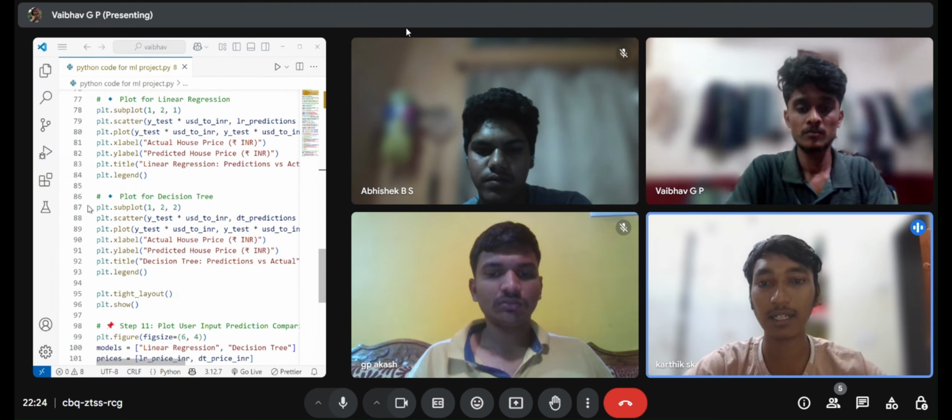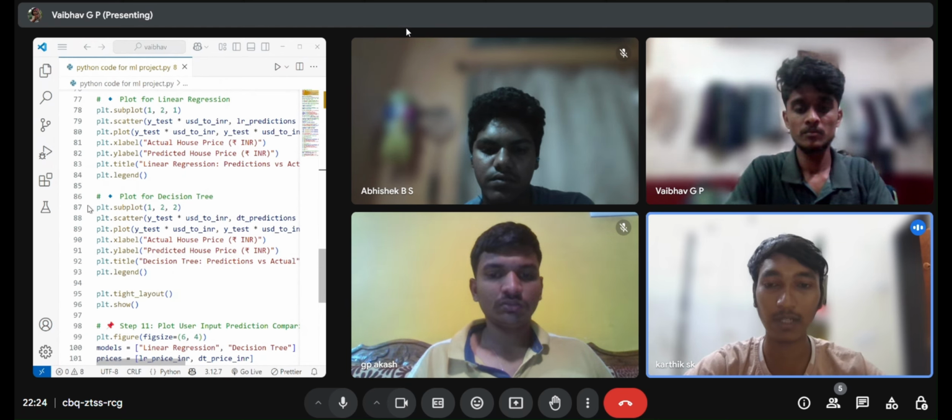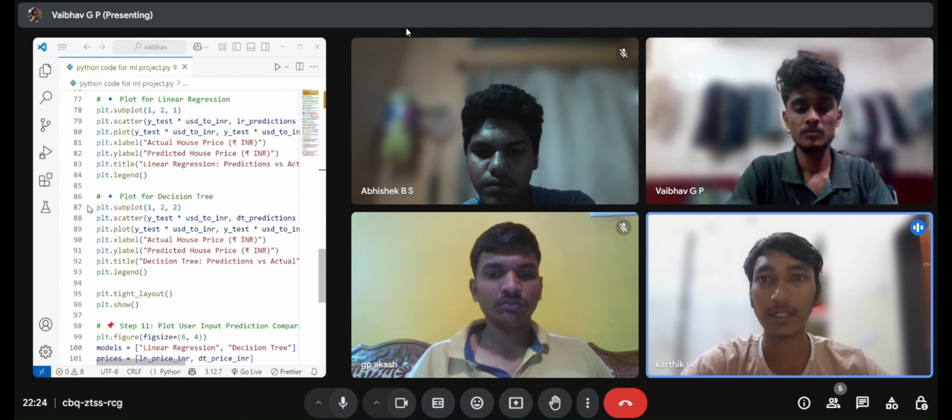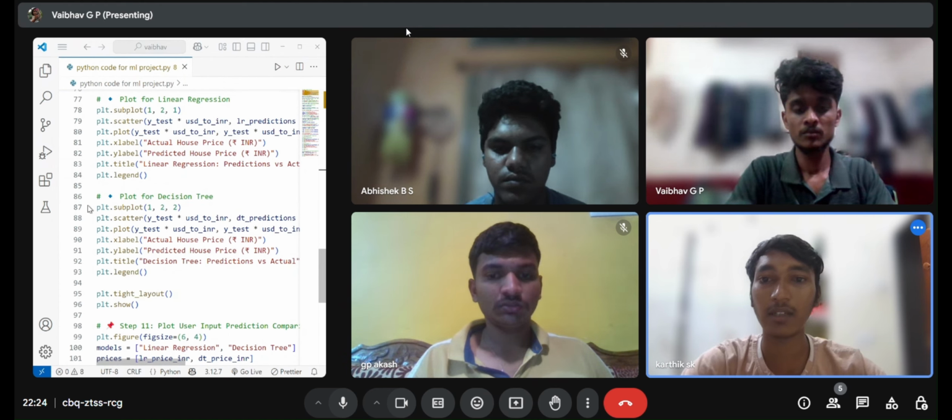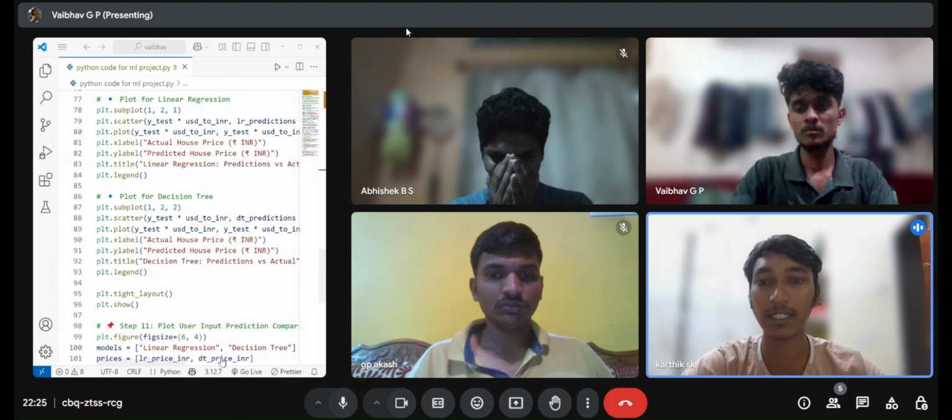because it indicates the difference from the scattered points. The scattered points indicate the prices which are predicted, and the points on the red line indicate the actual prices. And plt.xlabel sets the x-axis label, and plt.ylabel sets the y-axis label. And plt.title sets the title of the plot, and plt.legend displays the legend to differentiate between the predictions and the actual prices.